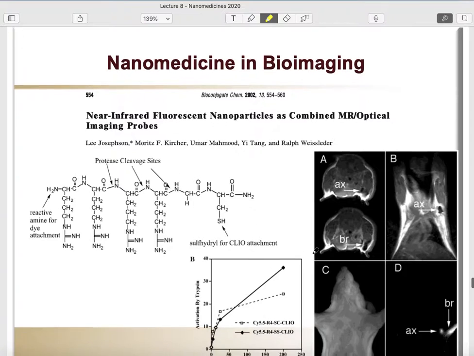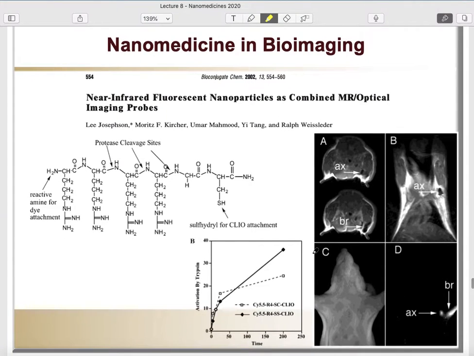All right, from here, I just wanted to talk about a couple of examples. This first one is near-infrared fluorescent nanoparticles for combined MRI and optical imaging. In this particular case, what we're seeing here is a protease cleavable polymer. Protease is a type of enzyme that has the role of cleaving a polypeptide. So this polymer, which is a polypeptide, was being used to be able to bring a couple of things together.